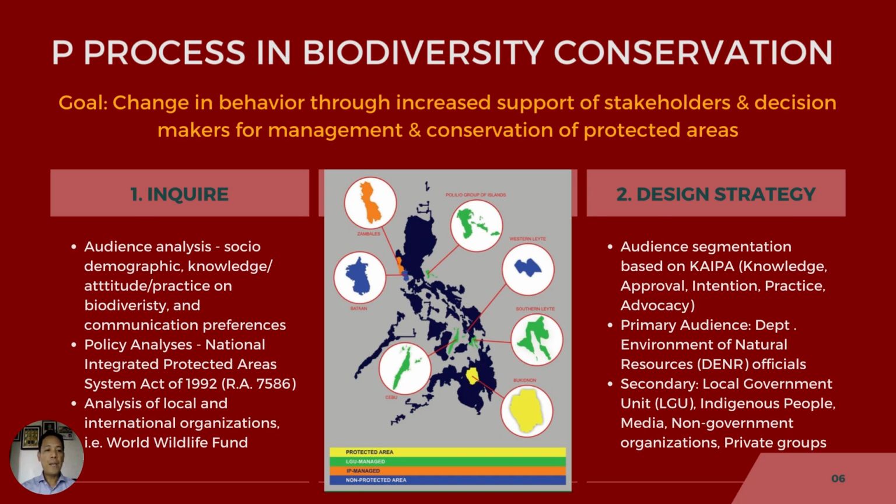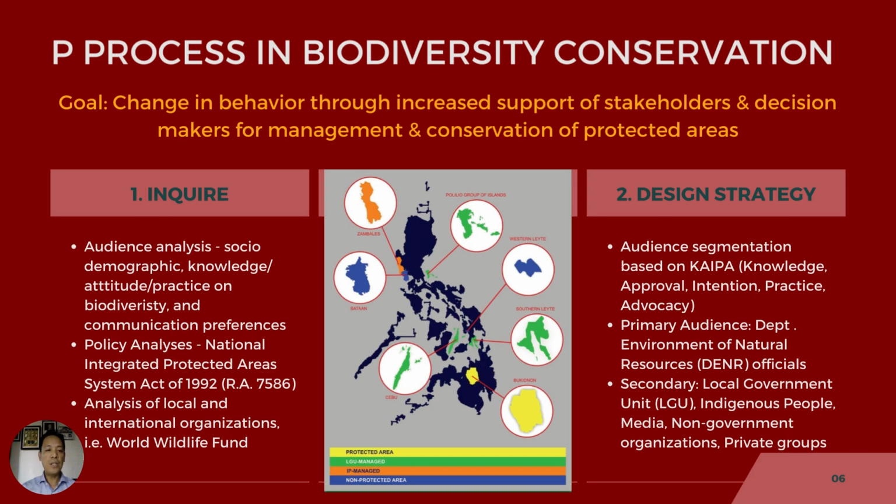In step one of P process, we have inquire. So in terms of this step, the audience analysis was done. For example, the socio-demographic, the knowledge, the attitude, and as well as practices related to biodiversity. The communication preferences were also discussed. And another factor that was discussed is the analysis of different policies.